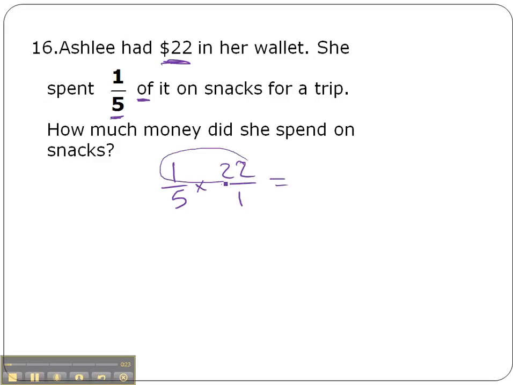Then we do top times top. 1 times 22 is 22. Bottom times bottom. 5 times 1 is 5. And then we know that our fraction bar means divide. So 22 divided by 5.